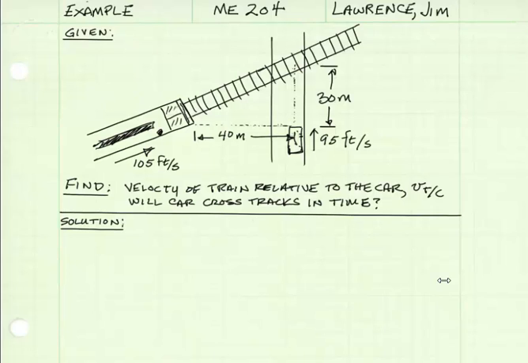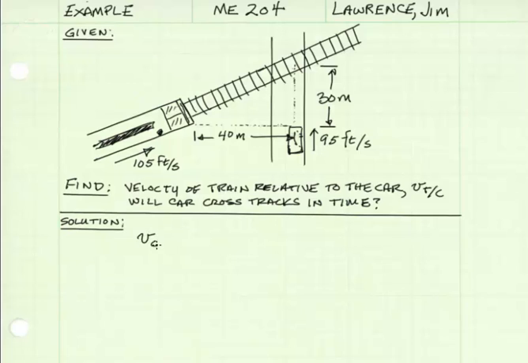And the car is 30 meters away from the tracks, and the car and the train are 40 meters apart horizontally. We want to find the velocity of the train relative to the car, and will the car cross the tracks in time? First of all, let's write these velocities in vector notation for our car and our train.